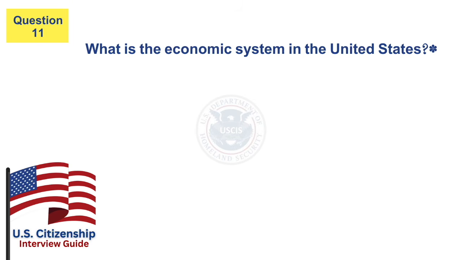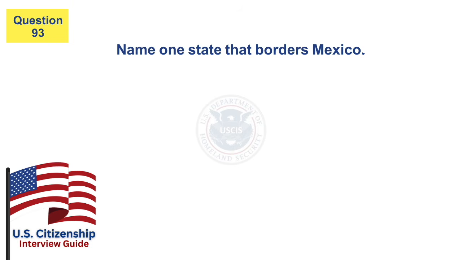What is the economic system in the United States? Market economy. Name one state that borders Mexico. California.